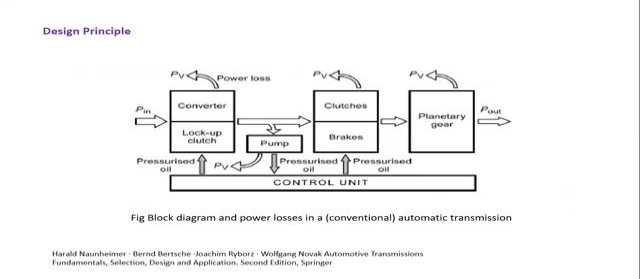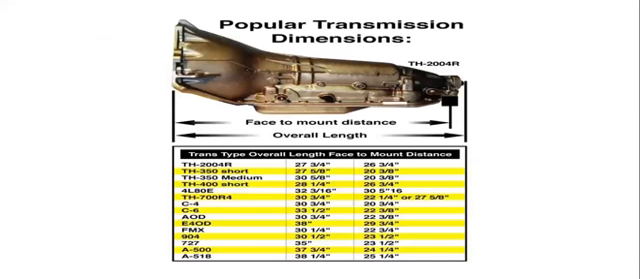This is the basic design principle of an automatic transmission, which is controlled by the control unit. So the control unit senses the required amount of pressurized oil for the lockup clutch, the torque converter, and the brakes and clutches. The control unit sends the information, and the pump releases the adequate amount of transmission oil and sends it to the required path zones.